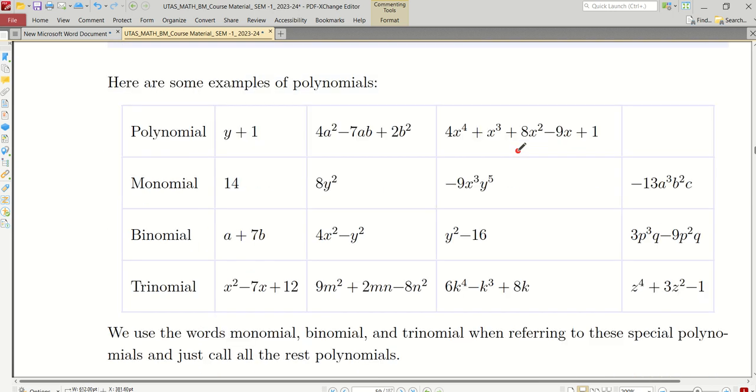Yes. What is this? You can see here, if we have only one term, we call it monomial. If we have two terms, it is called binomial. But if we have three terms, it is called trinomial. But two and more terms are also called polynomial. This is polynomial, this is also polynomial, four terms also polynomial.